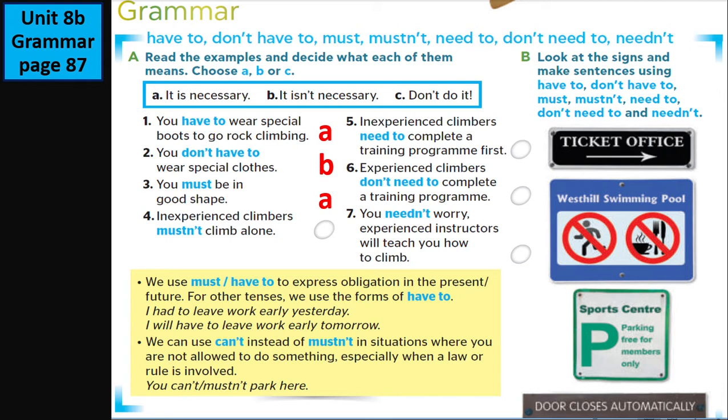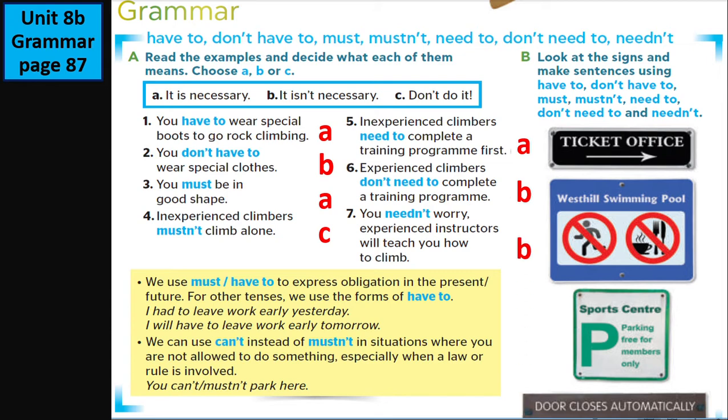4. Inexperienced climbers must not climb alone. C. Don't do it. You cannot do this one. 5. Inexperienced climbers need to complete a training program first. What do you think? Necessary. Give us the meaning of necessary. Great. Experienced climbers don't need to complete a training program. That means it isn't necessary. 7. You don't need to worry, experience and instruction will teach you how to climb.